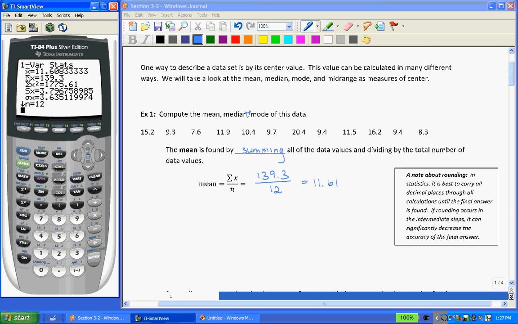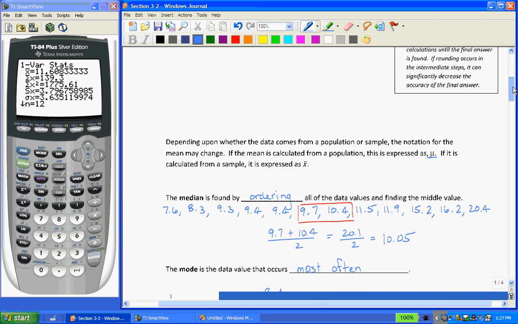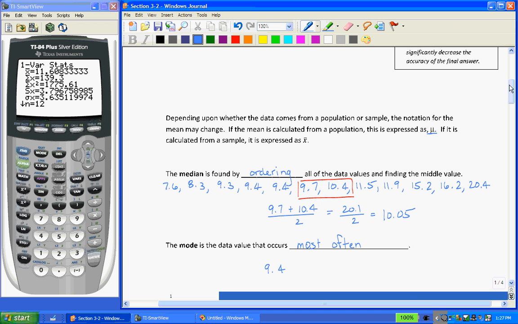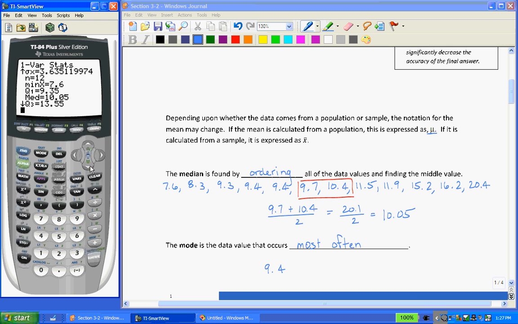If you notice here, we have x bar, 11.608. Well, that's what we got previously. Also, the median: this arrow here means there's more information, so use your down arrow and arrow down. Med stands for median, 10.05, which is exactly what we got. Now you're on your own for mode, but I just wanted to let you know that.